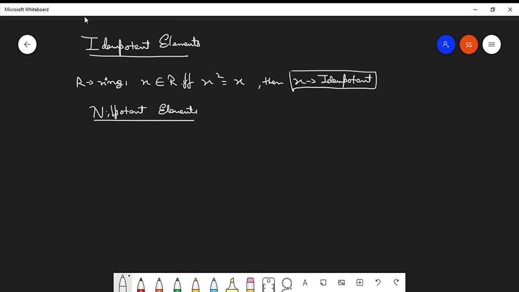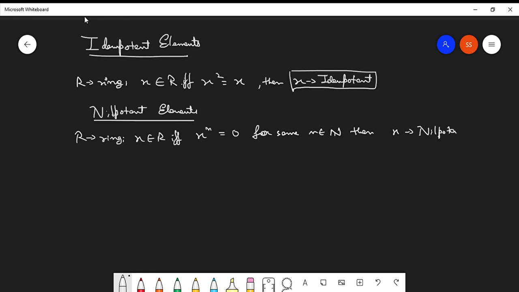So again, if R is a ring and you take an element x from R, if x to the power n becomes 0 for some natural number n, then x is said to be nilpotent.